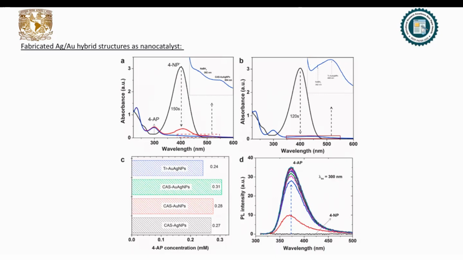Apart from the absorbance studies, we also showed the photoluminescence, because generally 4-nitrophenol or the 4-nitrophenolate ion doesn't have any photoluminescence spectrum. So when it starts producing 4-aminophenol, it shows photoluminescence activity or a photoluminescence signal. So that is confirmed here, the production of 4-aminophenol with time.